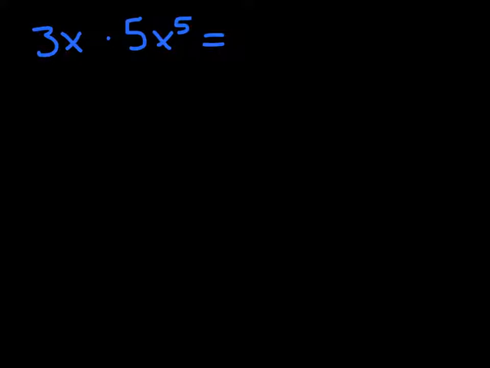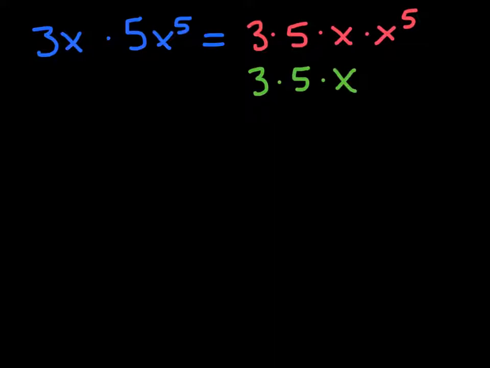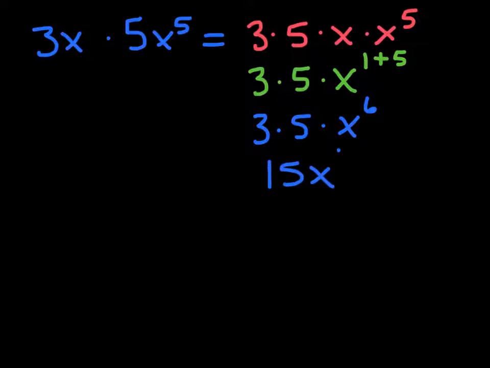The first thing we want to do is pair like factors. So let's rewrite this as 3 times 5 times x times x to the 5th. Now, our next step will be 3 times 5 times x raised to 1 plus 5. Now we'll add our exponents, giving us 3 times 5 times x to the 6th. And finally, we multiply, giving us 15x to the 6th.